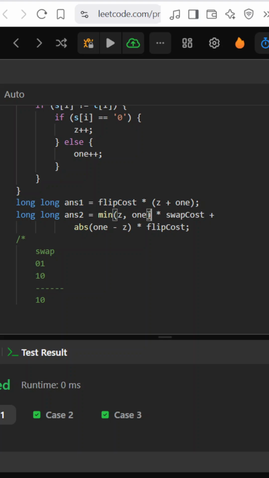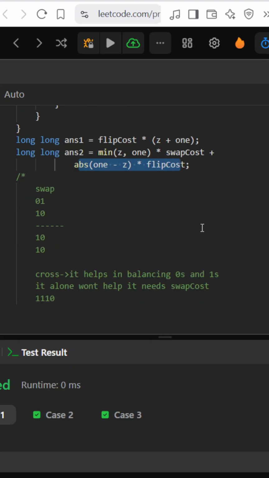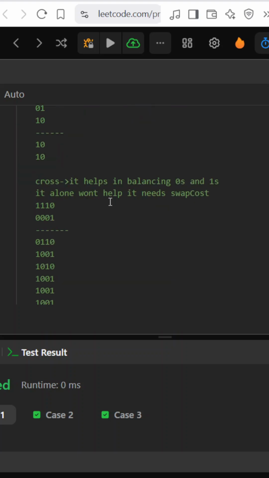Another one is we take the minimum of Z and 1, that is we try to sort the minimum of Z and 1 unmatching pairs using swap cost and then the remaining ones with the flip cost. So for example, I have 0 and 1 and 1 and 0. In one operation, I can swap it and it will become 1 0 1 0. And if there were more mismatched pairs, since it is minimum, there will be leftovers and they can be simply handled using the flip cost, right? Another is cross cost.